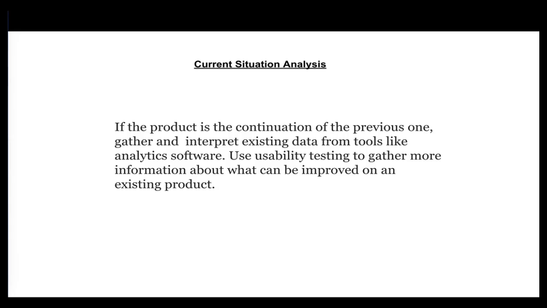So here it's defined as: if the product is the continuation of the previous one, we're going to gather and interpret existing data from tools like analytics software. Then we're going to use usability testing to gather more information about what can be improved on in an existing product. So in summary, this is when you look at both internal and external factors that could affect your work. So you can use a usability test to see what can be improved upon and use that knowledge to better your end product.